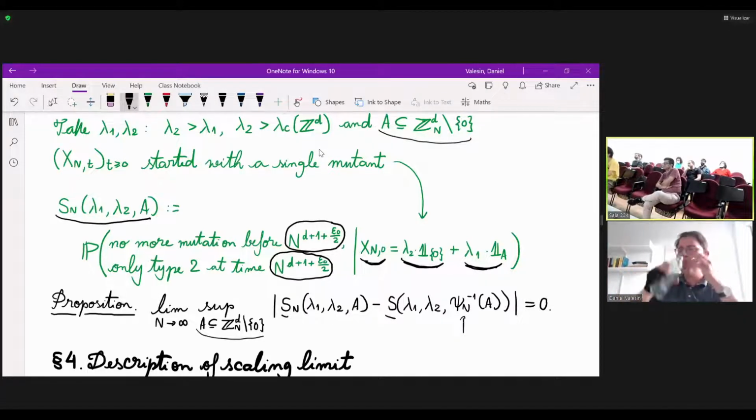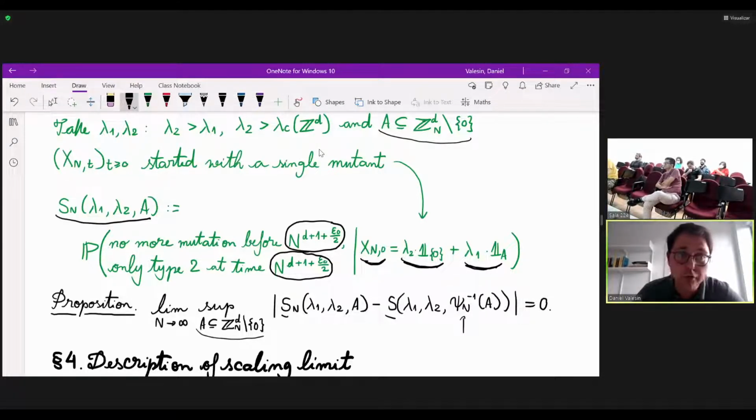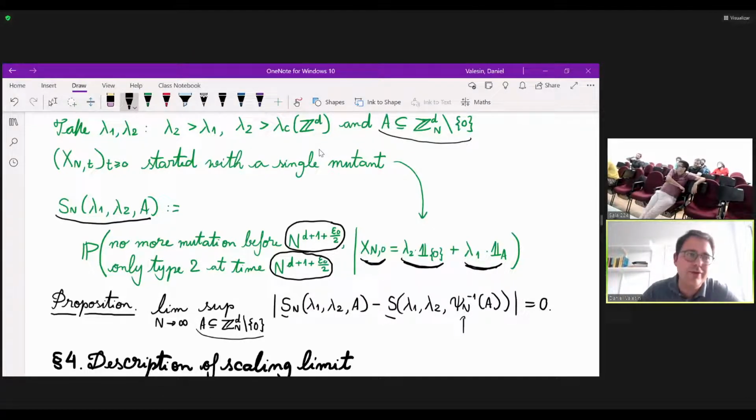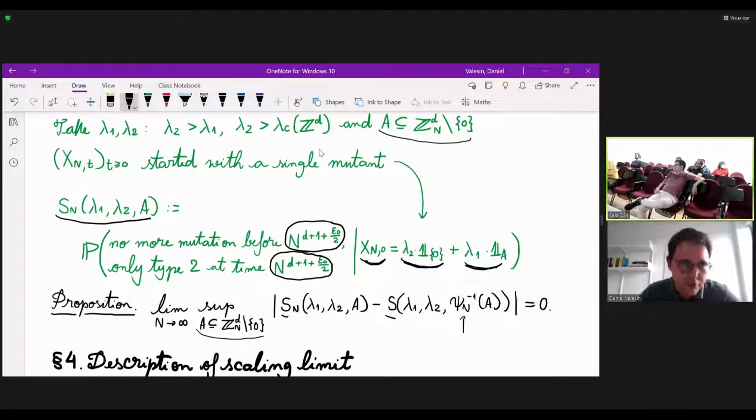Can you hear me? Mm-hmm. So when lambda 2 is smaller than lambda 1, then S(lambda 1, lambda 2) is equal to 0, or? We don't know that. Okay. It's a bit tricky, because it could depend on the initial configuration, but we haven't proved anything about that. We have only studied this quantity when lambda 2 is larger than lambda 1, and it's sufficient to describe the scaling limit. Indeed. Okay.